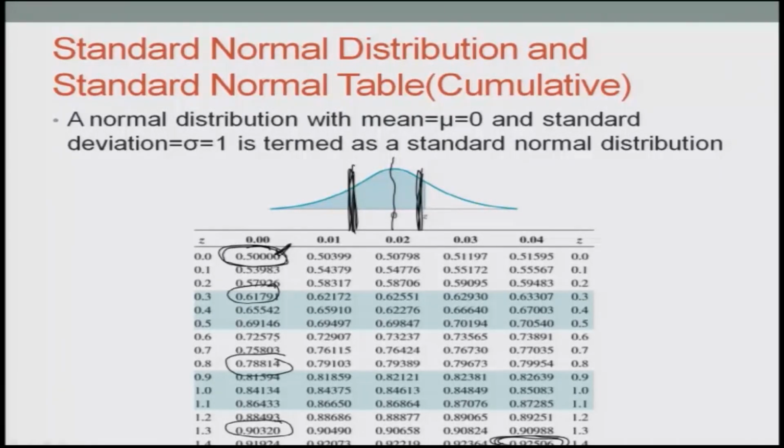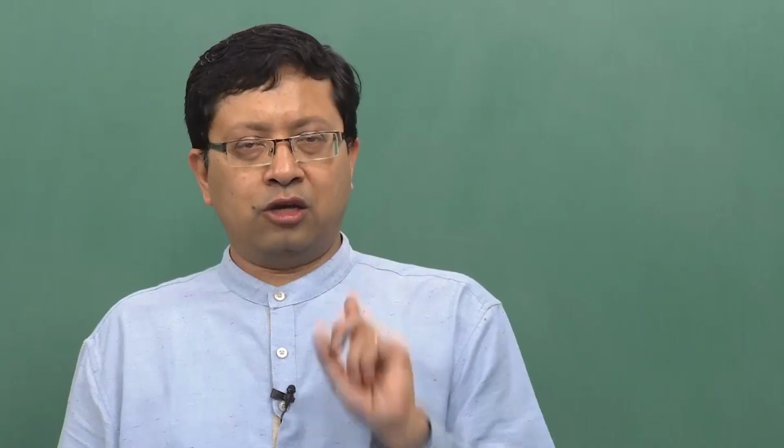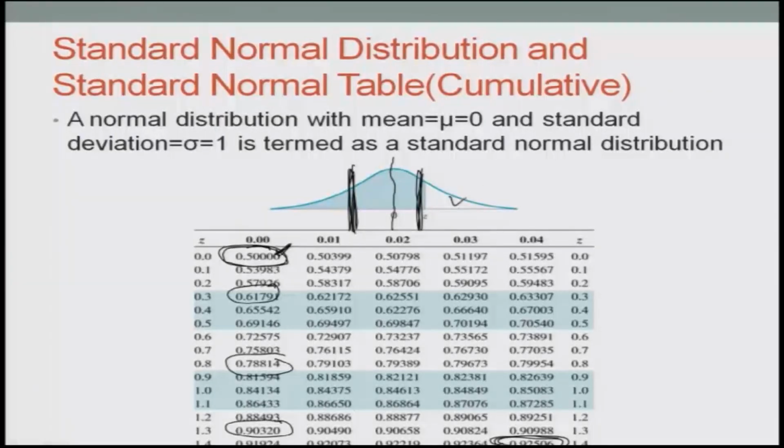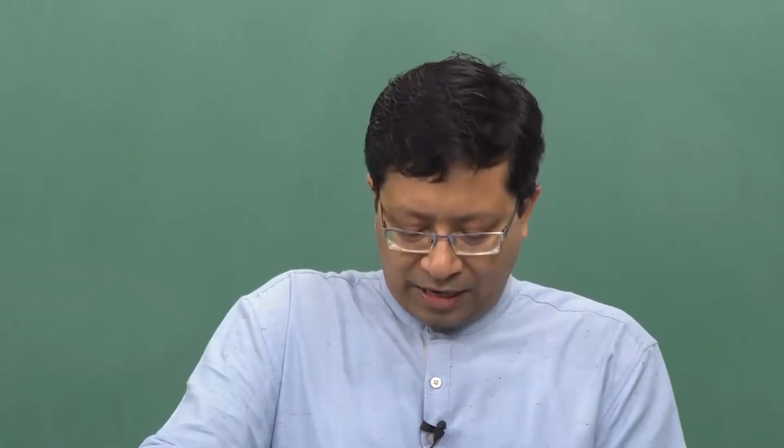Now, 0 to 0.8 would be about 0.78814. The overall area inside the curve is 1. So, 1 minus 0.78814 would give me the area to the right, that means starting from any value greater than 0.8 till plus infinity. As it is symmetric, that value would come onto the left-hand side, hence the overall CDF value from minus infinity to minus 0.8 would be 1 minus 0.78814. So, you can utilize this table given here to do all the calculations for the normal distribution and the standard normal distribution.